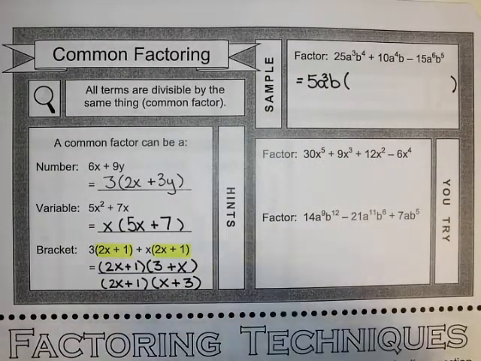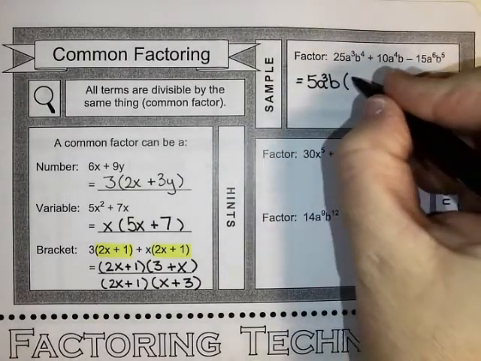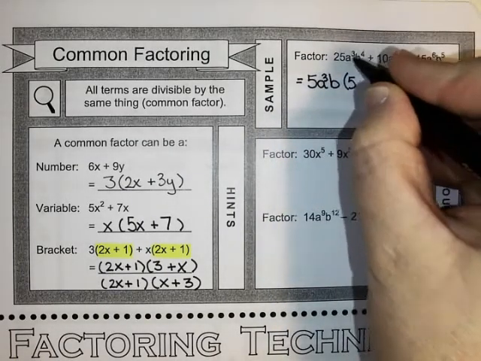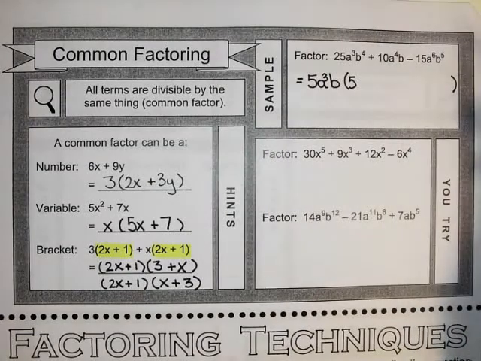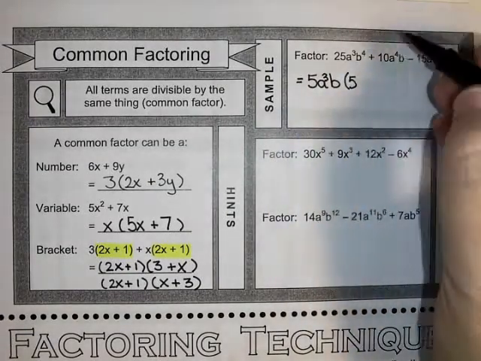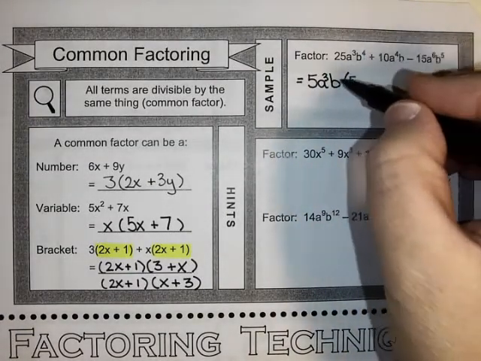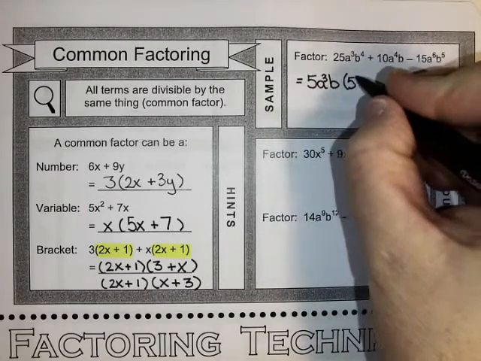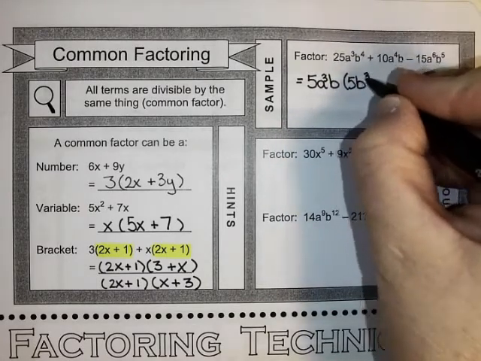Then we divide. 25 divided by 5 is 5. a cubed divided by a cubed is just 1, and 5 times 1 is 5, so I'm not worried about that. And then b to the 4 divided by b, which is secretly b to the 1, would give me b to the 3.